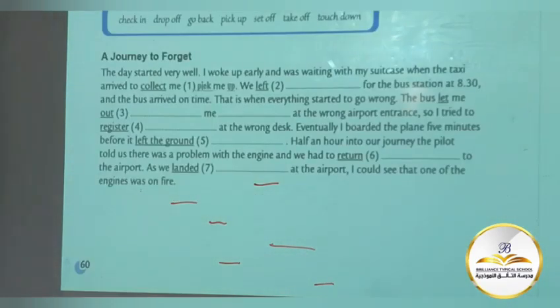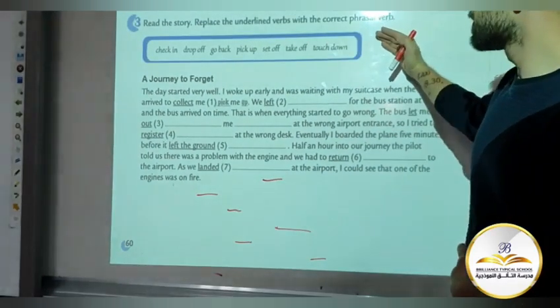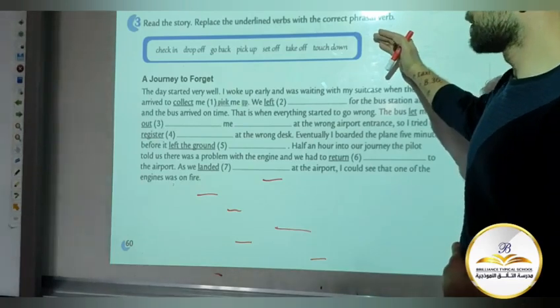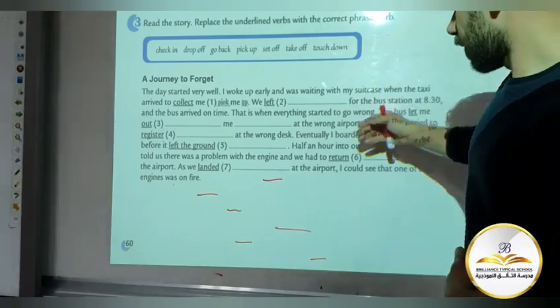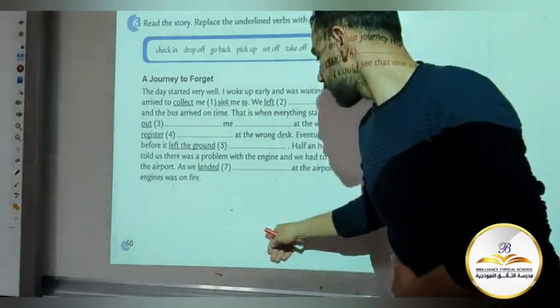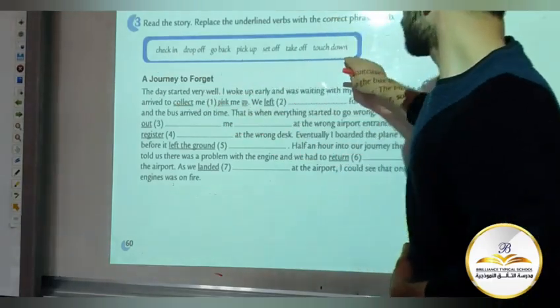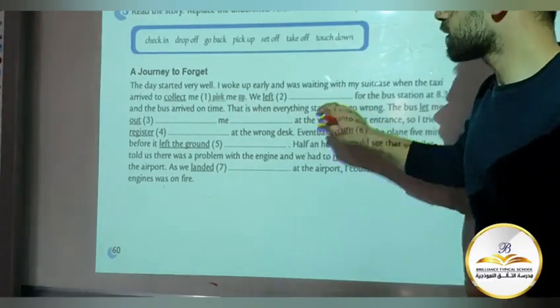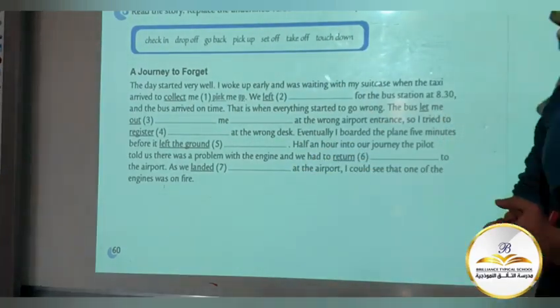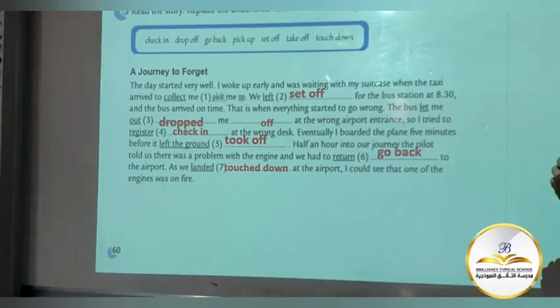Okay, the last activity. Read the story, replace the underlined verbs with the correct phrasal verb. Here, I want you to read the story and to use these phrasal verbs in the story with the correct form. So you have 2 minutes to do this. Okay, let's take a look at the answers.